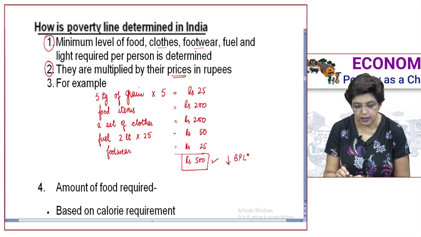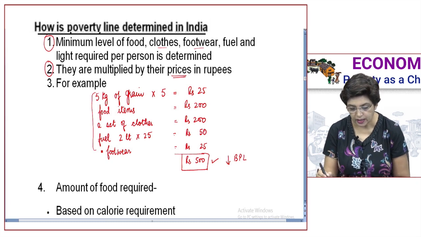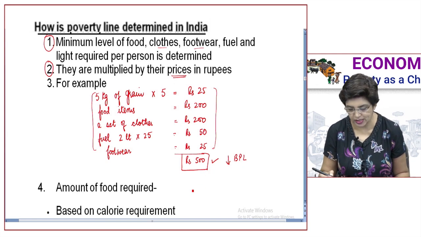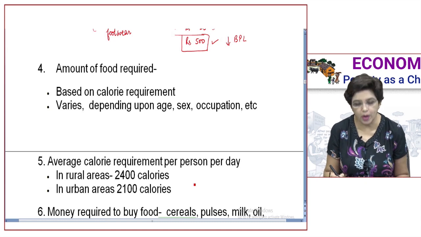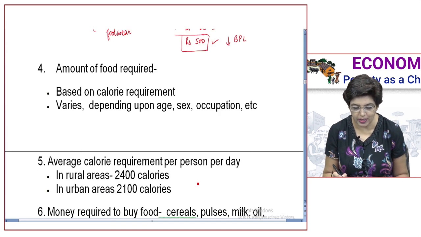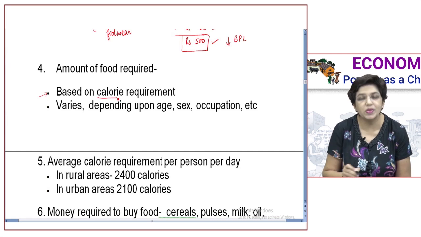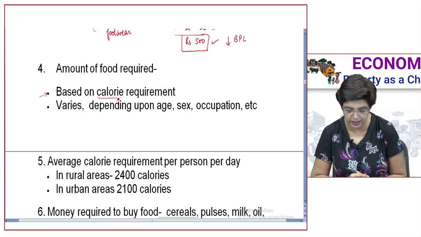So basically the minimum level of food and other items are determined, then they are multiplied with their prices and the total amount is calculated. This is how the agencies calculate the poverty line. Now, how much amount of food is required? Presently, it is based on the calorie requirement. How much calorie is required for a person for bare minimum subsistence.